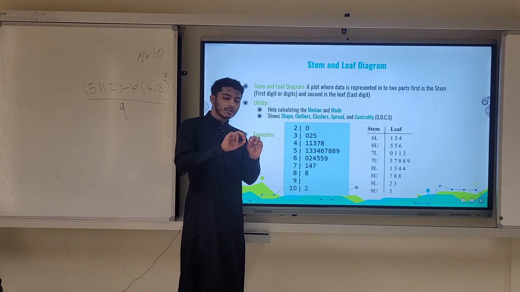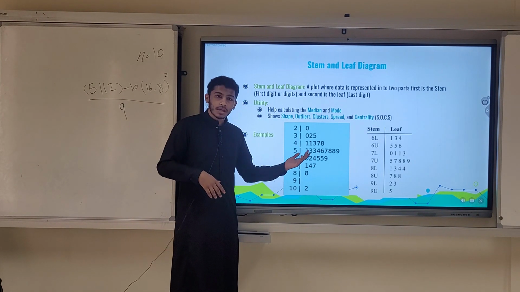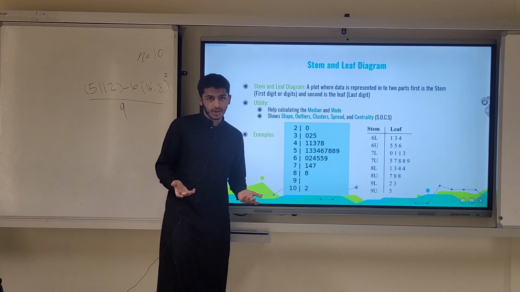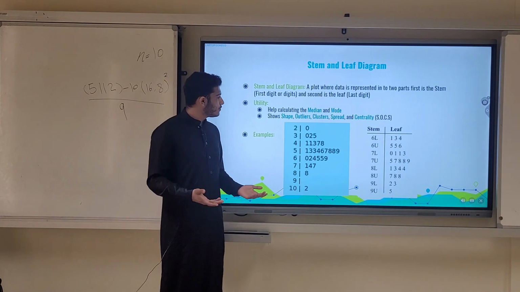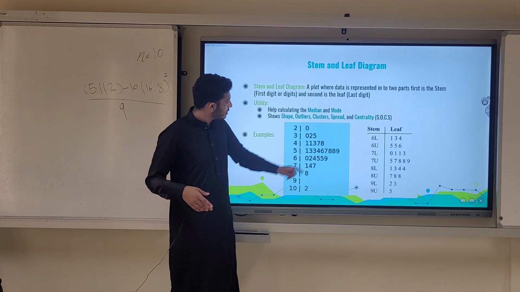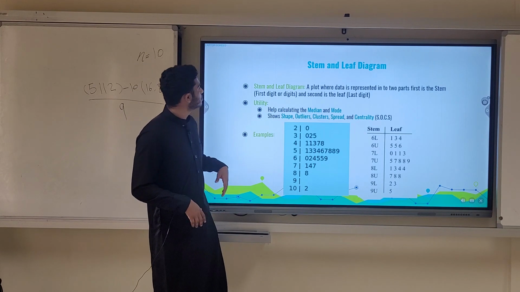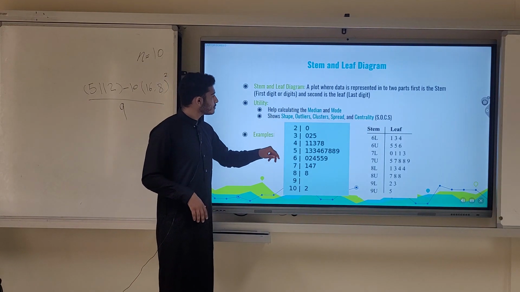And you can have even more divisions. You can also include numbers with decimals in the stem and leaf diagram. It's quite versatile, and as you can see, you can kind of see a shape forming here. So yeah, it matches what we need in a graph.